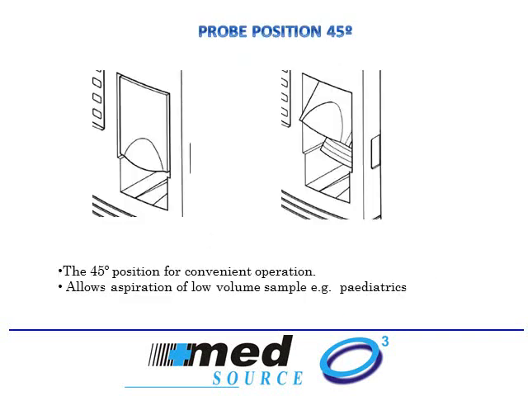The next point, which is a feature of our machine, is that our probe can be tilted to about 45 degrees. By tilting the probe by about 45 degrees, even a smaller amount of sample, like pediatric samples, can be aspirated.